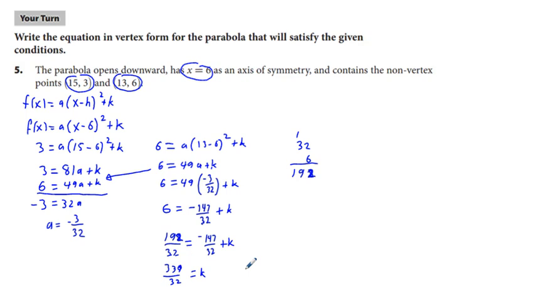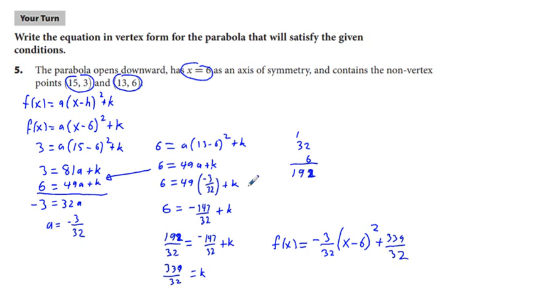So we're going to get our final equation to be f of x equals a, which is negative 3/32, times x minus 6 squared plus 339 over 32.